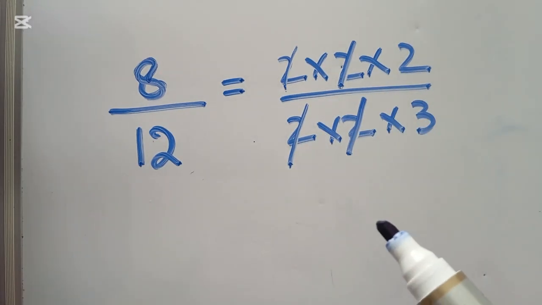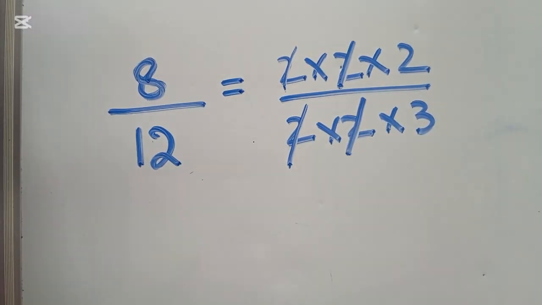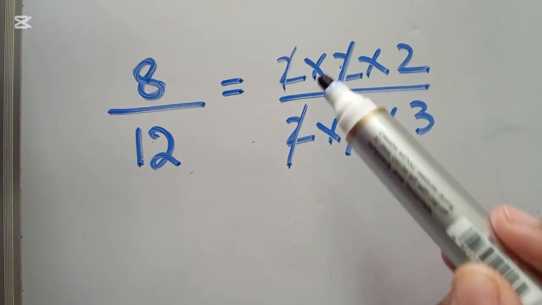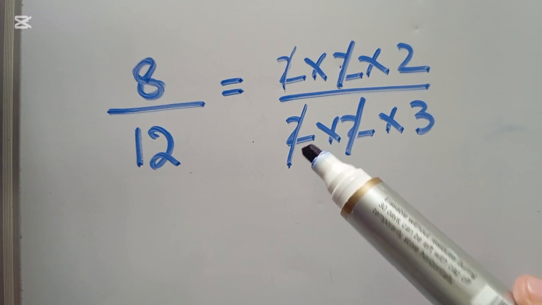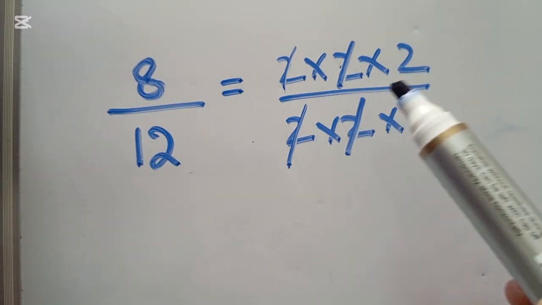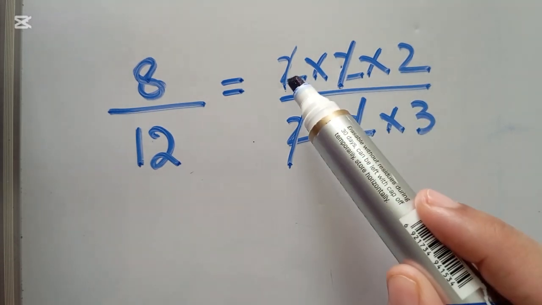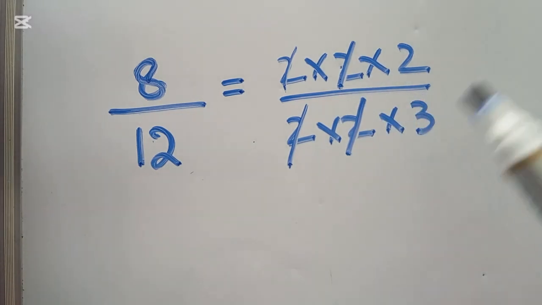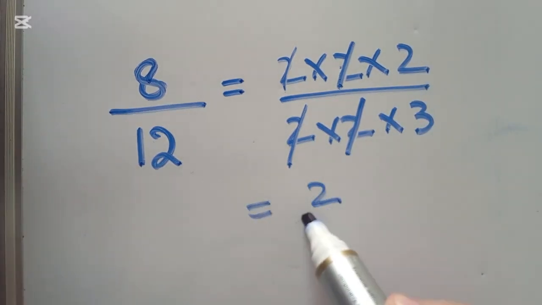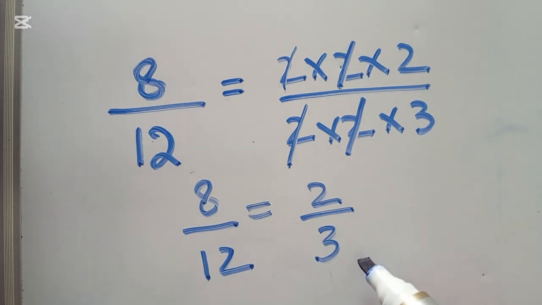Again I am repeating that if there is a sign of plus or minus in the numerator or denominator, then I cannot cancel any number from the top or from the bottom. I can only cancel them if there is a sign of multiplication in between the numbers. So as there is a sign of multiplication over here, that's why I have cancelled these two common numbers and these two common numbers that are 2. And I'm left with only 2 from the top and 3 from the bottom. So the simplified form of 8 over 12 is 2 over 3.